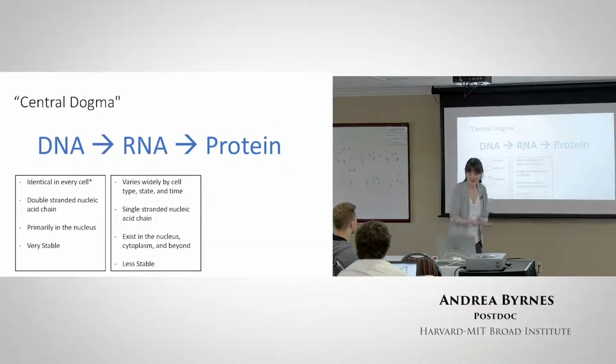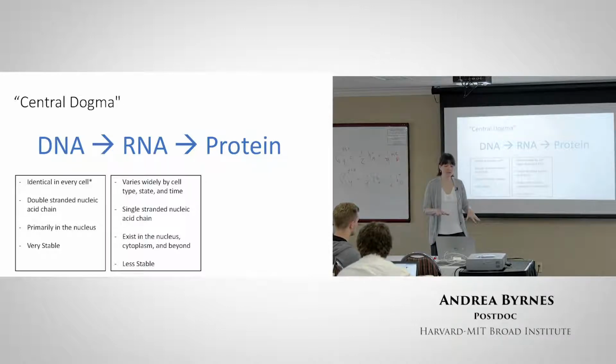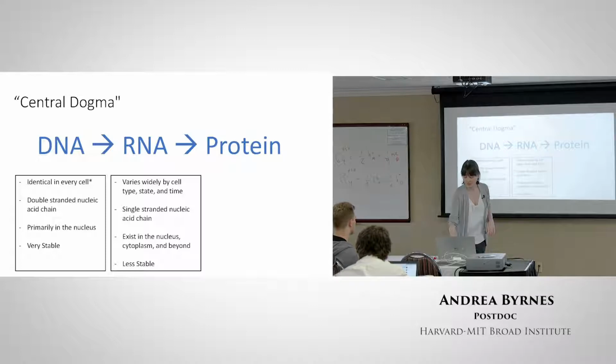Okay, so we've gone from DNA, which is identical in every cell, to RNA, which varies widely by cell type, state, and time. It is a single strand of nucleic acids, which is not very stable. And they exist in the nucleus, in the cytoplasm, and beyond. The beyond is more of an exception than a rule.